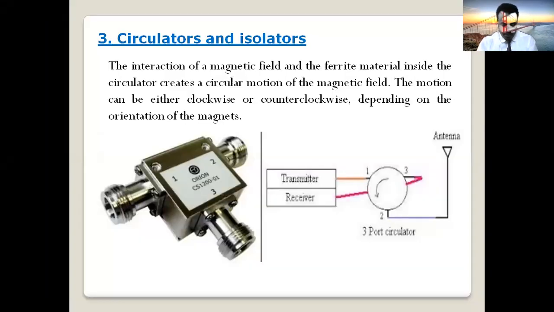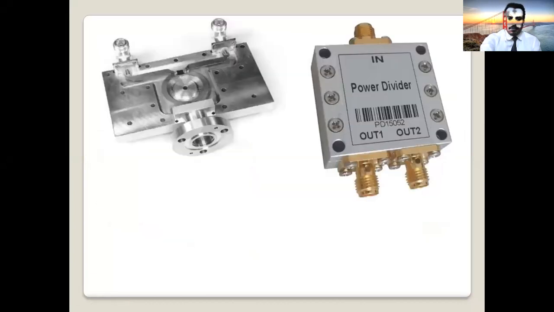Okay, so let's continue our lesson on the components of microwave system. So far we have discussed two components: the directional coupler, first one, and power dividers. Second device we have discussed.